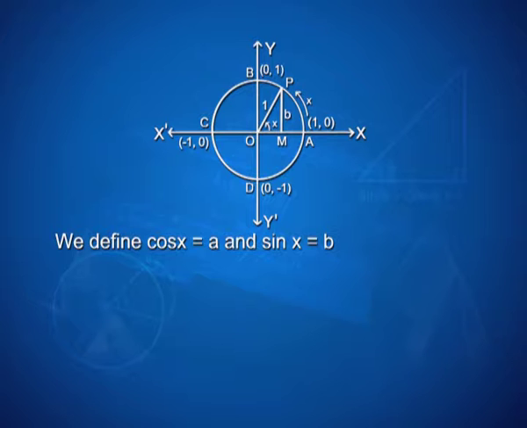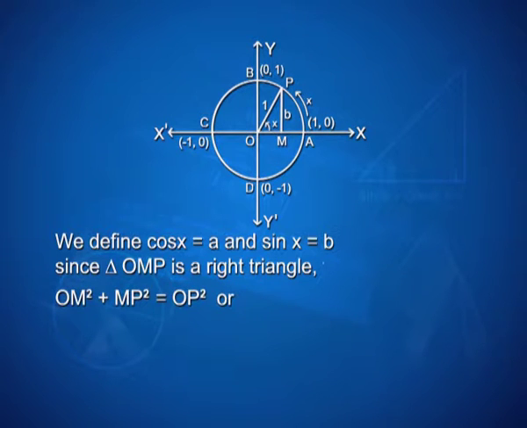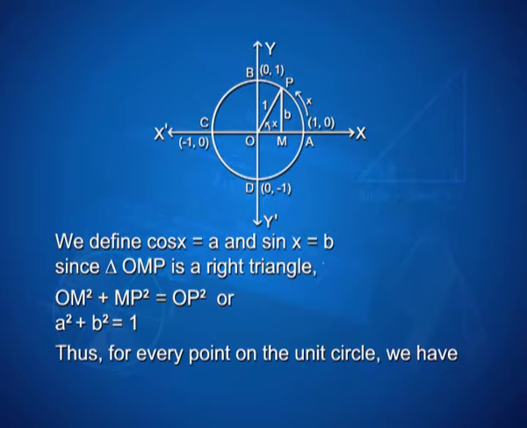In the figure, since triangle OMP is a right triangle, we have OM squared plus MP squared is equal to OP squared, or a squared plus b squared is equal to 1. Thus, for every point on the unit circle, we have a squared plus b squared is equal to 1, or cos squared x plus sin squared x is equal to 1.